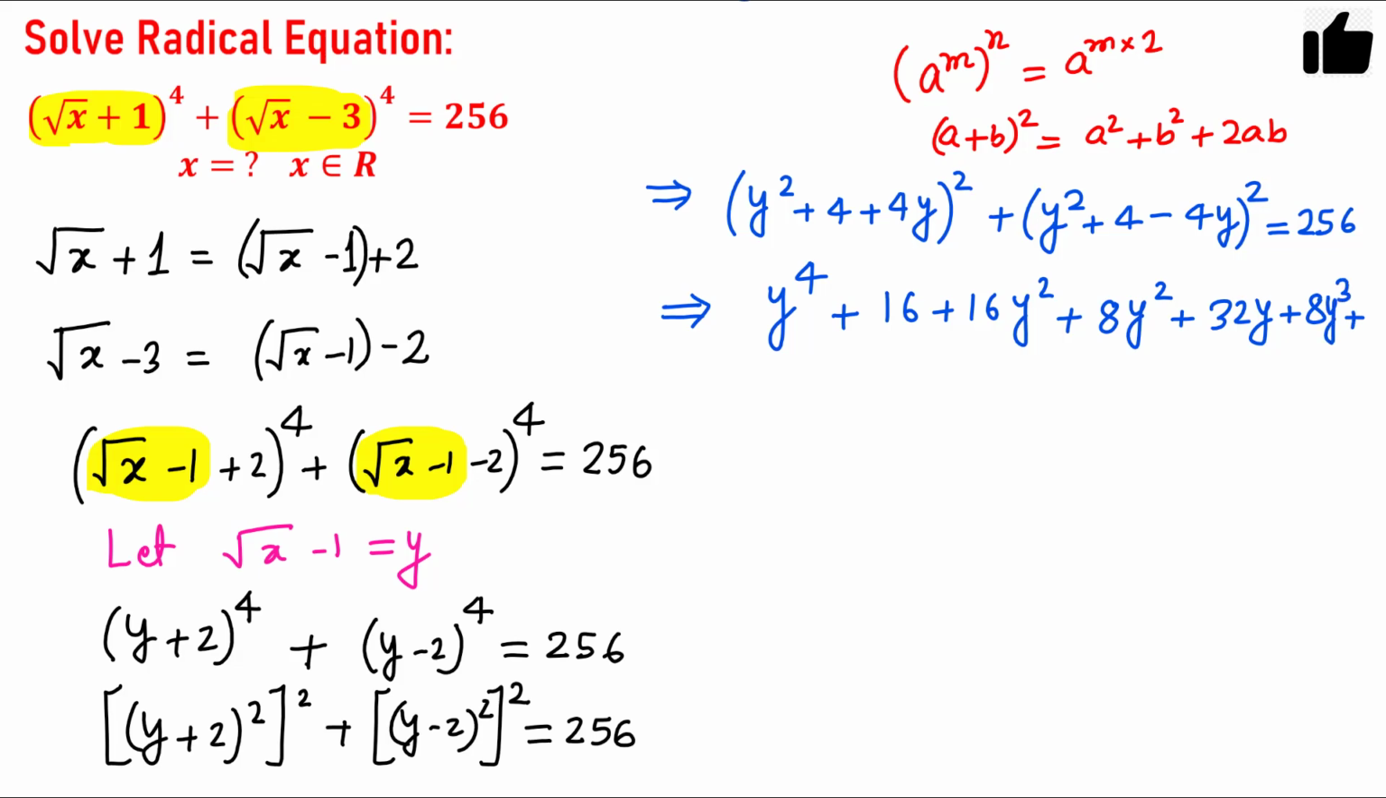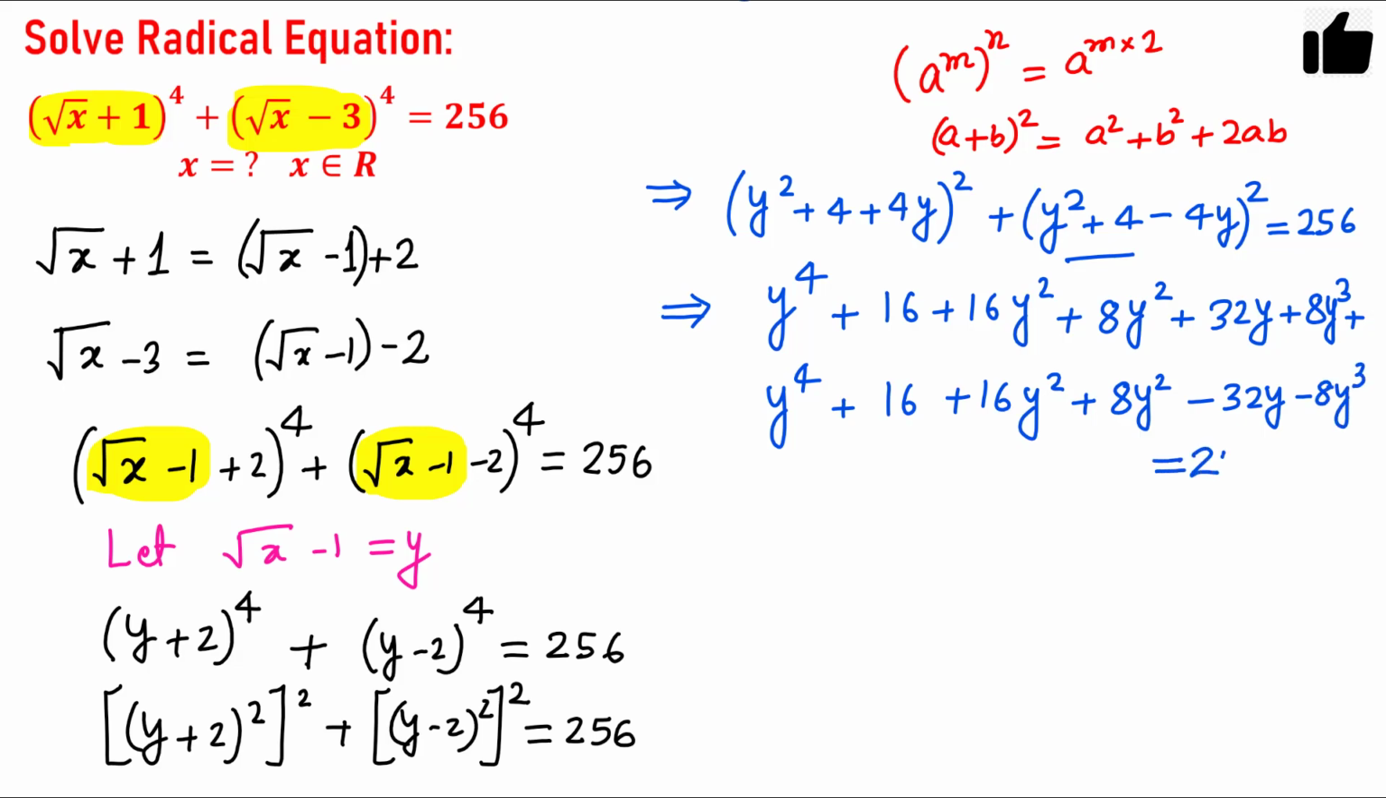Now for the next term, I can use the same thing. I can expand. The only thing is, some of the terms will be negative, but the square term will be positive in this case. So this is y^4. This term will remain the same, 16 y^2, and this term, 8 y^2, will be positive, but the next two terms will be negative, that is 32 y and minus 8 y^2, 8 y^3, and this equals 256.